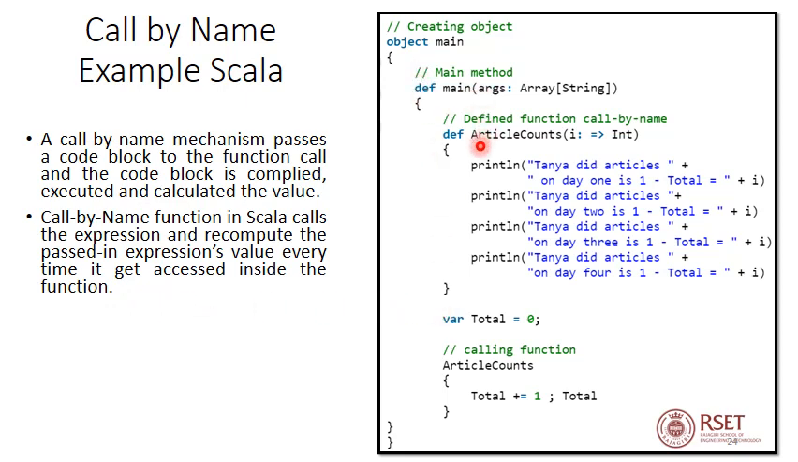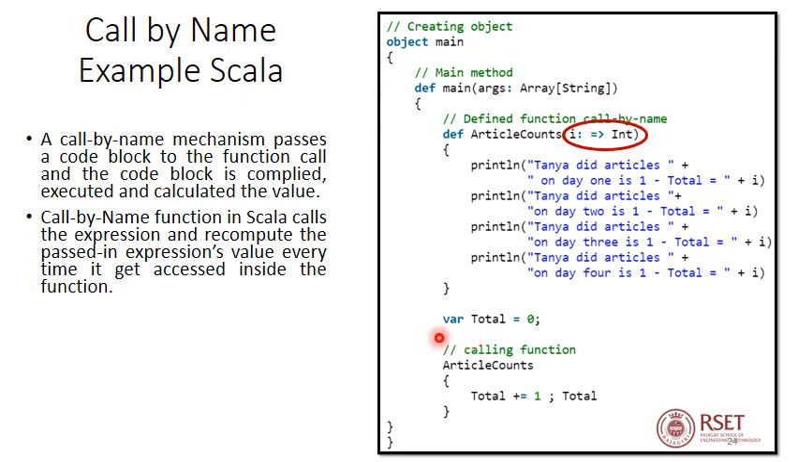Within the main method we have another function called article counts, and article counts takes an argument I, and this argument I is passed by name. It is called by name because you can see this particular symbol over here, colon and arrow, which indicates that the parameter I is passed by name. It is an integer argument. Now let's see what happens in the main function. This is the function definition for article counts.